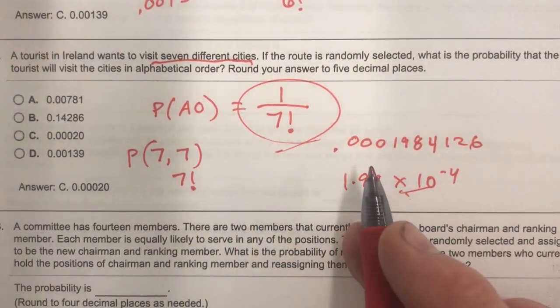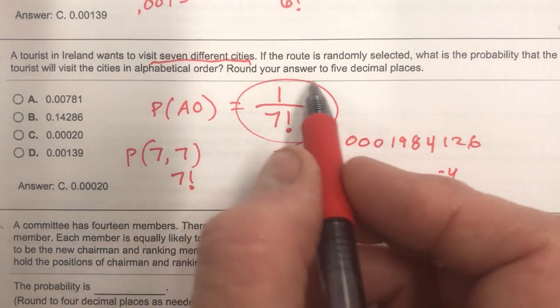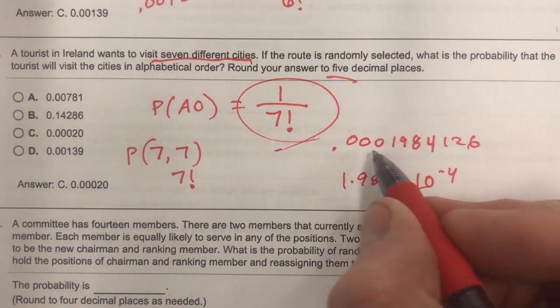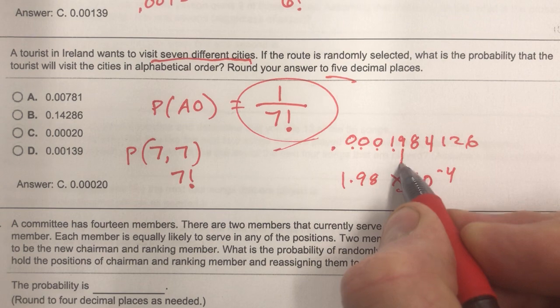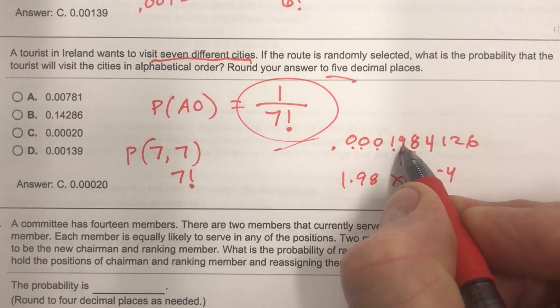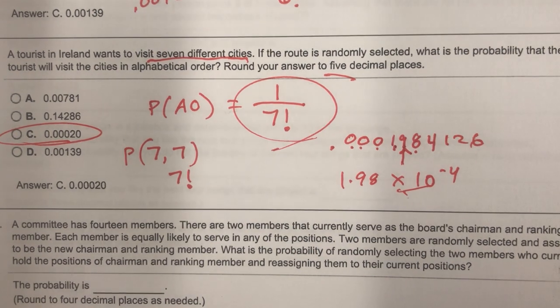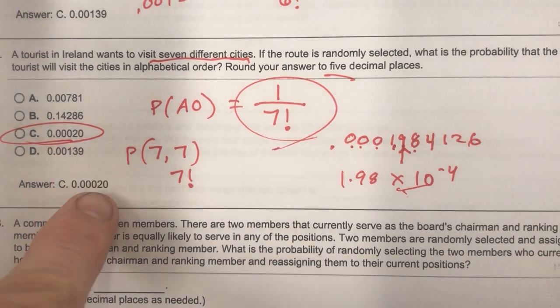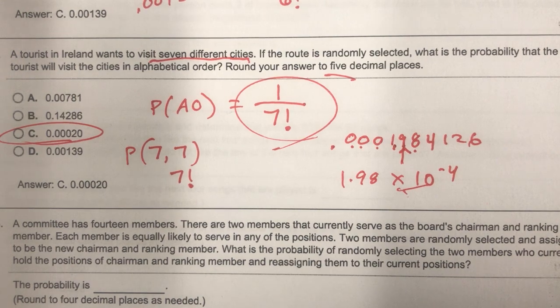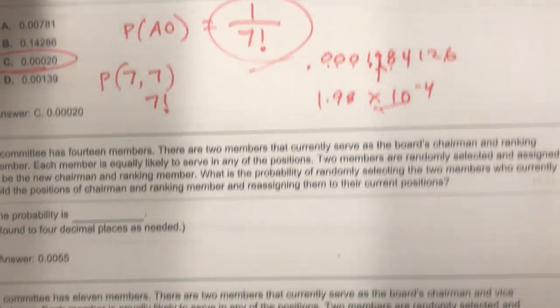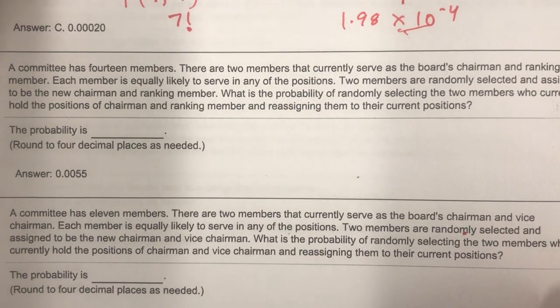Anyway, this says round 5 places, so 1, 2, 3, 4, 5. This 8 makes the 9 go up, which makes the 1 go up to a 2. So it looks like this one. And you can see the answer right there. So we're right. Okay. Go to the next one here.